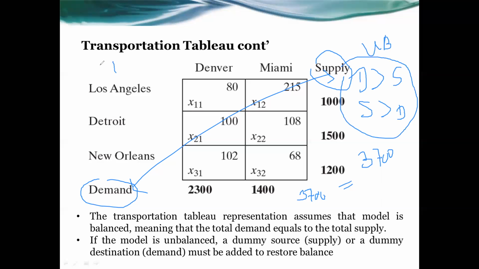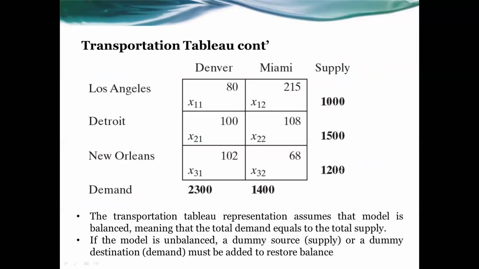Okay. If your demand equals supply, this kind of situation we call a balanced situation. If you are unbalanced, meaning your demand and supply are unequal, what we can do is balance our table. Otherwise, we cannot get an optimal solution. It is something like when you try to measure something, and the two sides of your balance are not balanced.